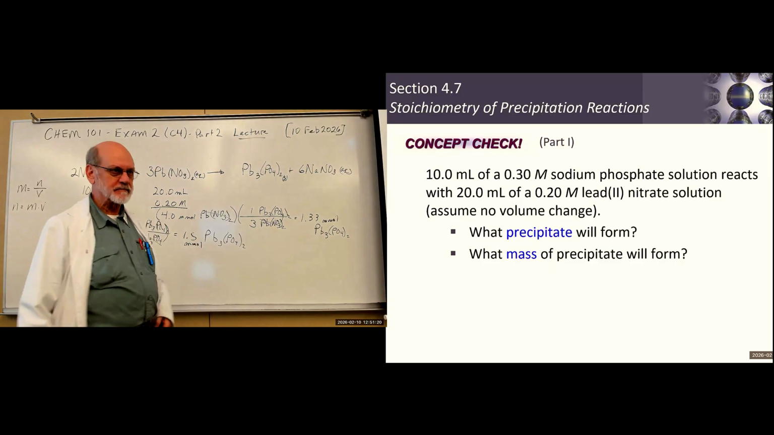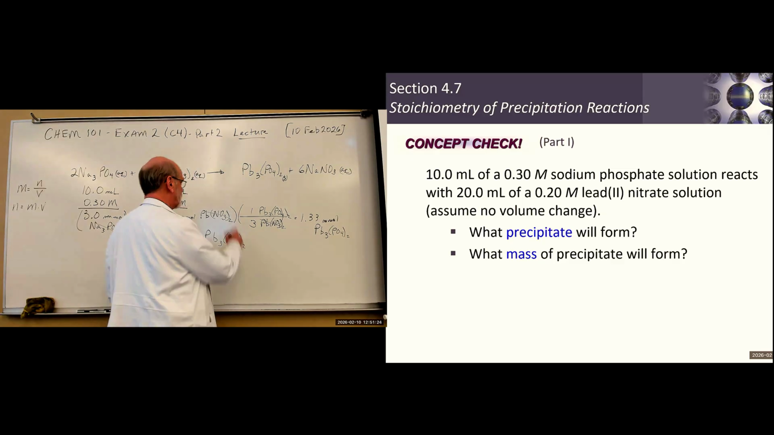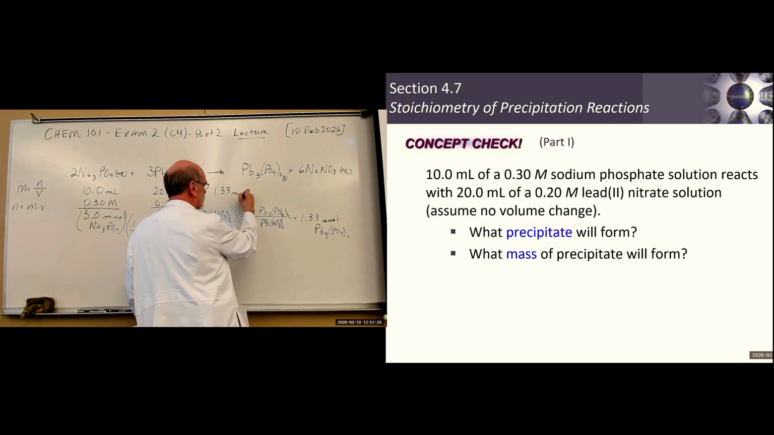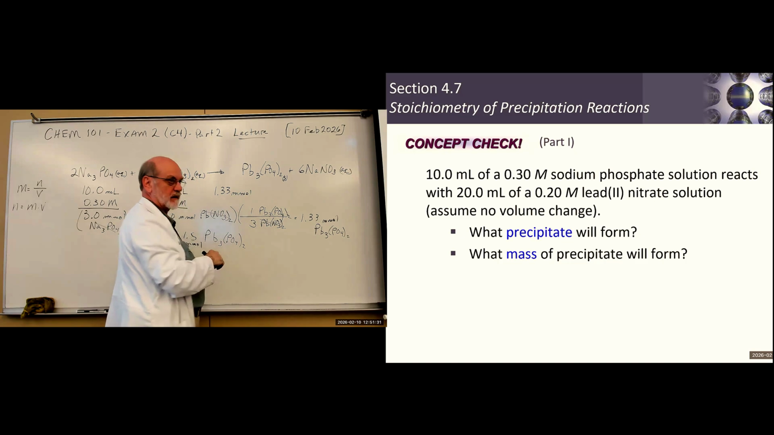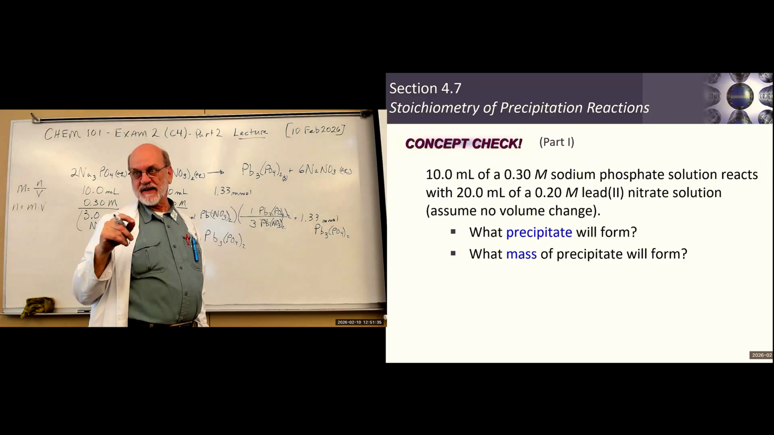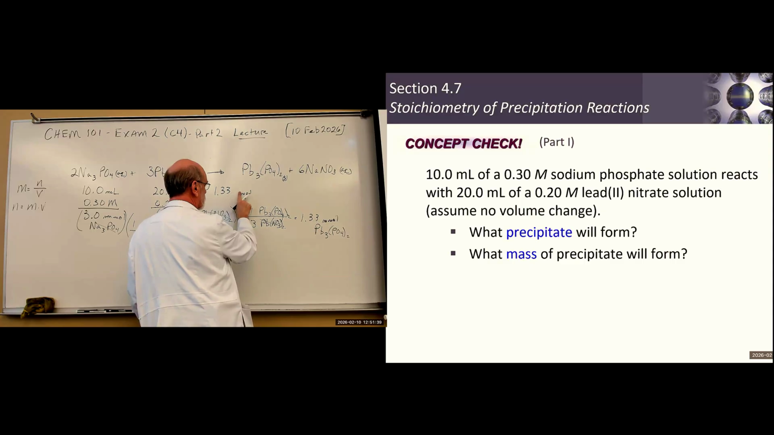This is ideal. Okay, so 1.33 millimoles is how many moles? If I do this, what does milli mean? Huh? 1,000th, right? 10 to the minus 3. So why don't I just do this?